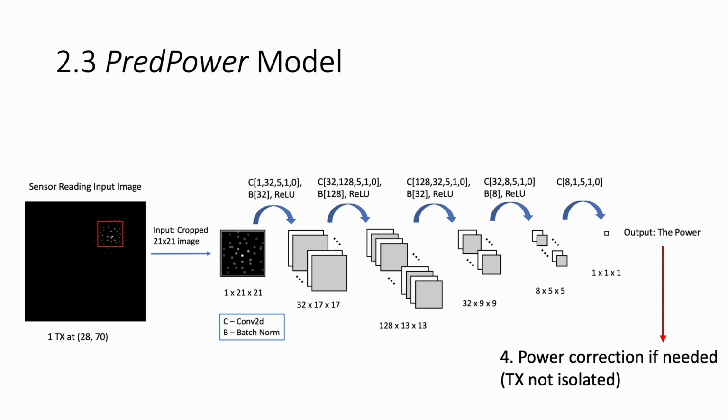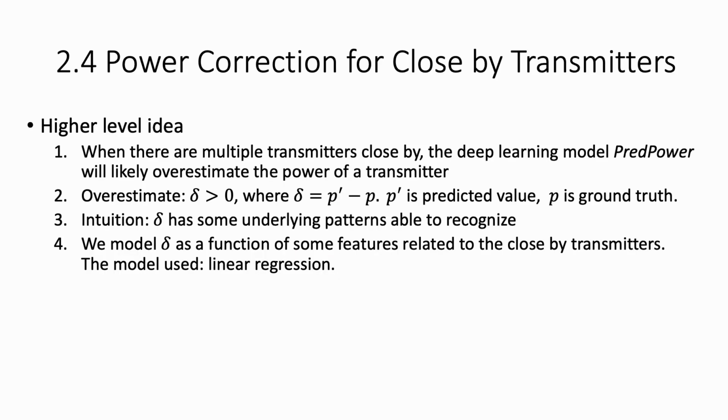Fourth, we do a power correction if needed. It is needed when the transmitters are not isolated. Now let's take a closer look at the power correction for close-by transmitters. So first, when there are multiple transmitters close by, the deep learning model, PredPower, will likely overestimate the power of a transmitter. Here the overestimation means that we define a delta where delta equals P prime minus P, where P prime is the predicted power and P is the ground truth.